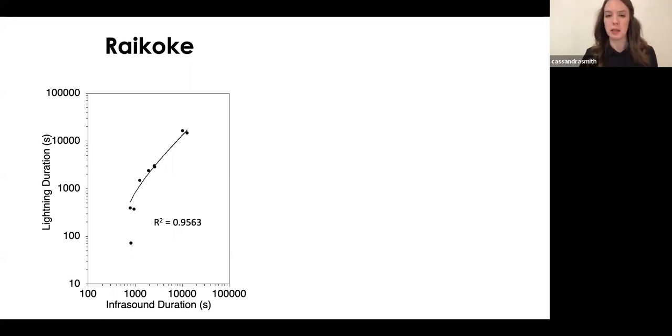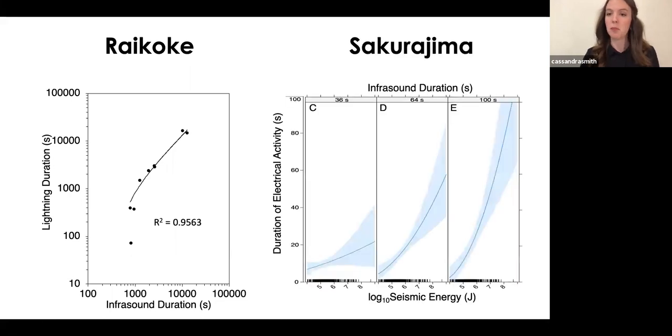One of the things that came up is some work I did with my dissertation at Sakurajima. This plot here is a little complicated, but don't worry, I'm going to walk you through it briefly. This is an effect plot, so it's the output of a model that I built for my dissertation. On the y-axis, we have the duration of electrical activity. Same kind of thing: how long was the plume electrically active?